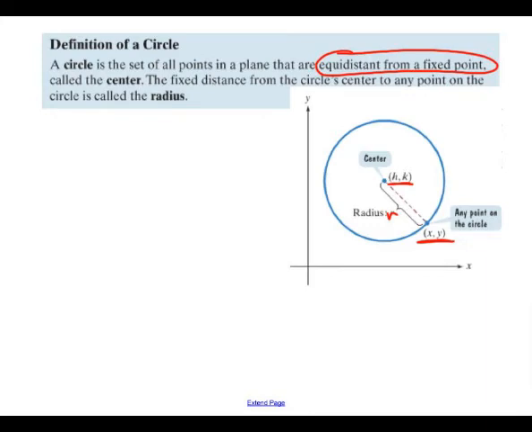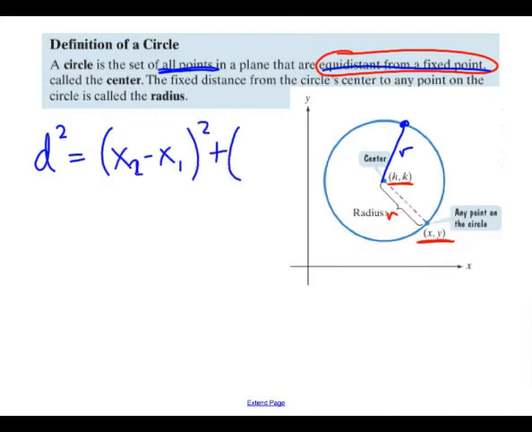So we're going to describe all points that are equidistant from a fixed point. So no matter which point x, y I pick on here, I want to have the same distance r. So the way I write the rule is by using the distance formula, but I'm going to go back to distance squared: x2 minus x1 squared and y2 minus y1 squared. I'm going to use this formula and I'm going to show you how we get the equation for a circle from this formula.